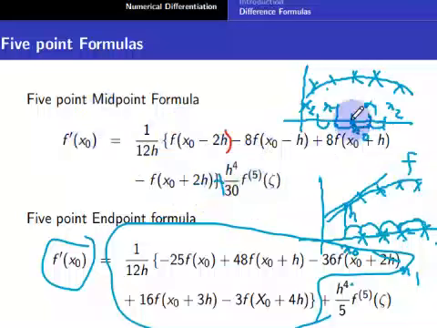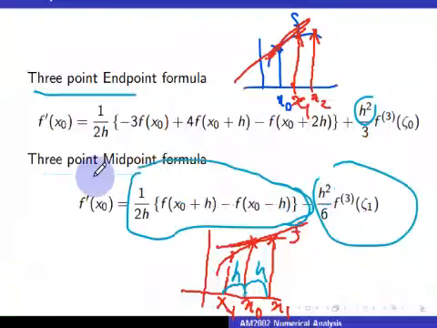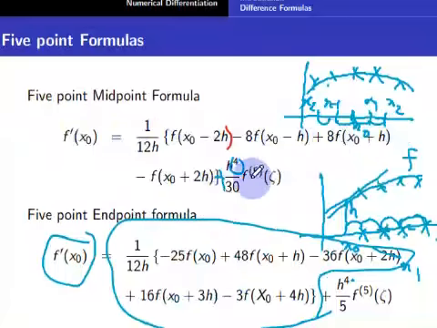So here x naught would be the midpoint of the set of points. That's why we call it the 5-point midpoint formula, right? So this is the thing, and the order of error is 4. This one is much better than the previous midpoint formula, where the order of error is 2. So if you make the size of h small enough, you can minimize the error. This is the approximation to this, and this is the error term. I hope you understand this one more clearly.